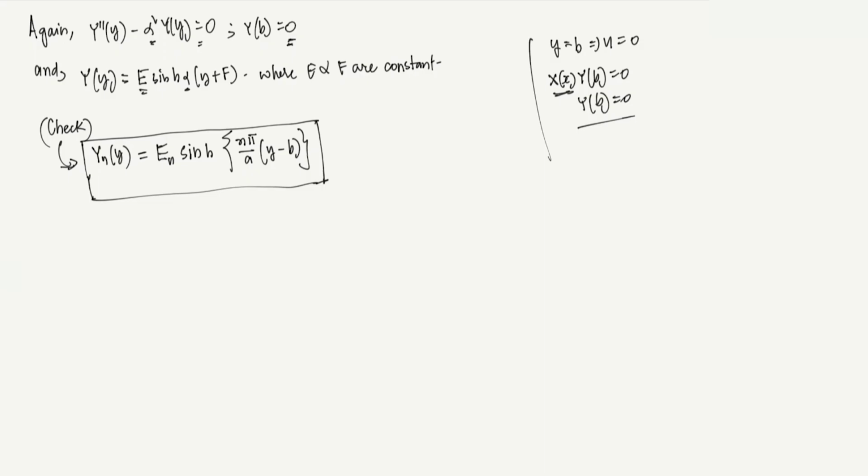Once you check this, because of linearity, what happens is this. For a fixed n, let's say n equals n naught, X of n naught at x times Y of n naught at y. This is u of n naught at the point x and y, right? You understand?